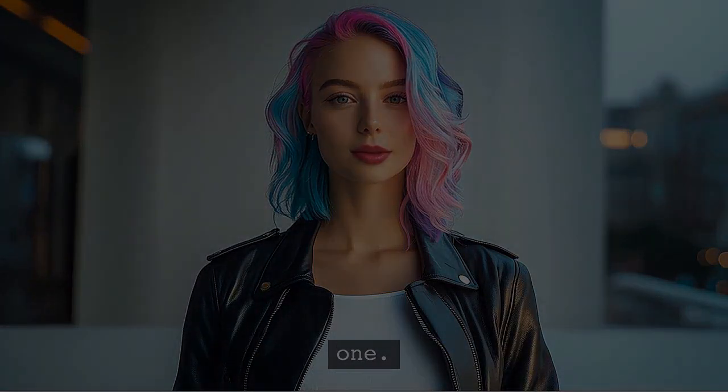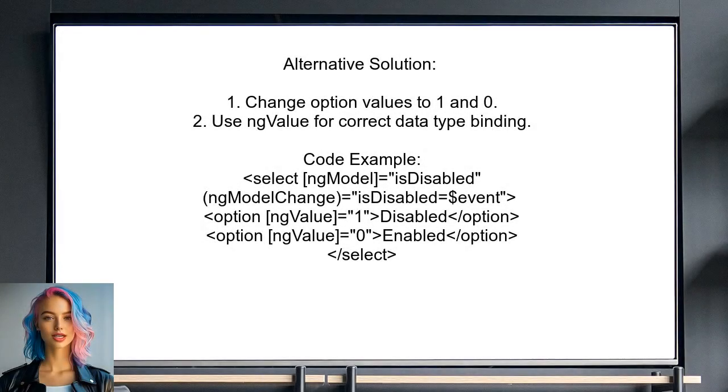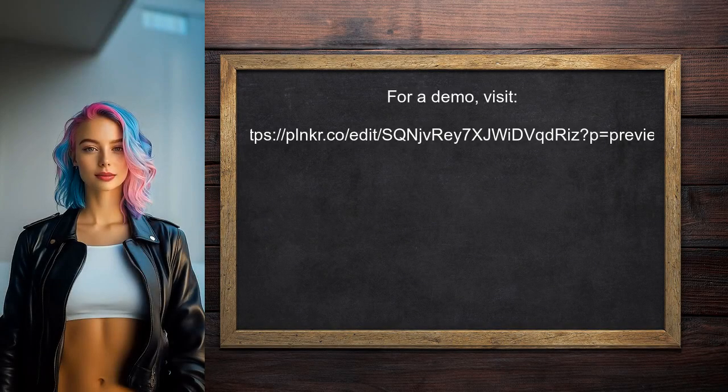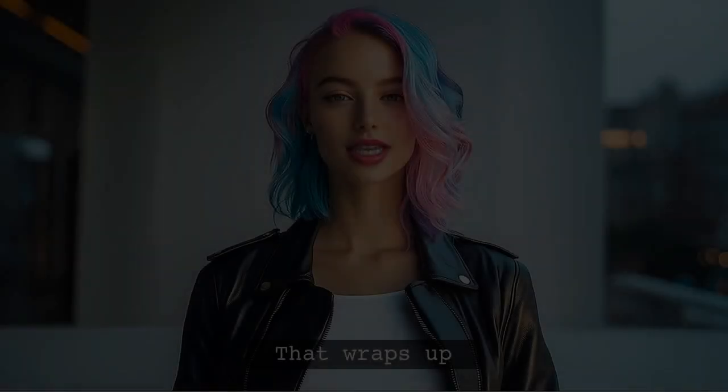Let's explore another one. An alternative solution suggests that the issue arises from using the same value, 0, for both options. To fix this, change the values to 1 and 0. However, even with this change, the values are stored as strings, which can cause problems. The user recommends using the ngValue attribute instead of value to correctly bind the data type. For a practical demonstration, check out the provided Plunker demo link. That wraps up that answer.